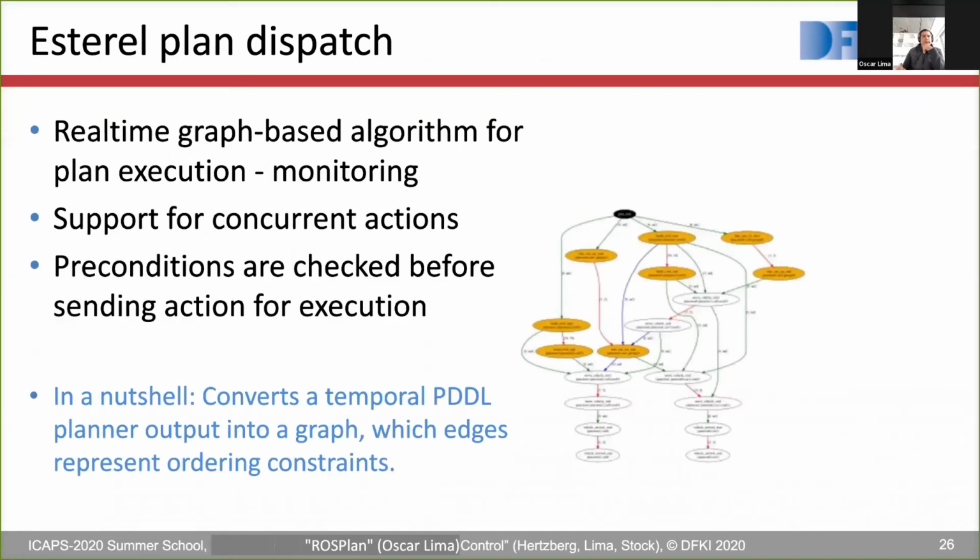And next in line, we have the STN plan dispatch. We talked a little bit about the plan dispatch, but here we will go a bit more in depth. So what is the plan dispatch? It's a real-time graph-based algorithm for execution and monitoring of your plan. And one property of the plan dispatch is that it supports concurrent action dispatch. This is useful, for example, in a multi-robot scenario where you want both robots to do something at the same time.